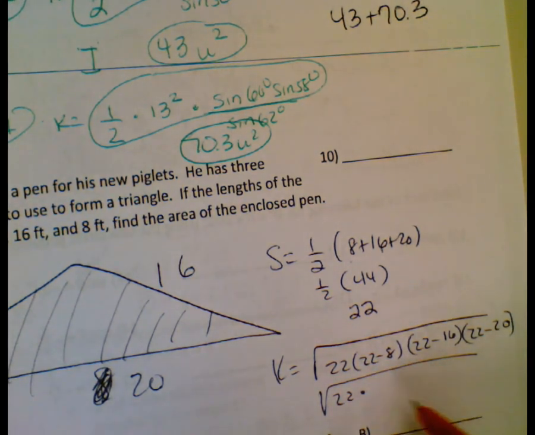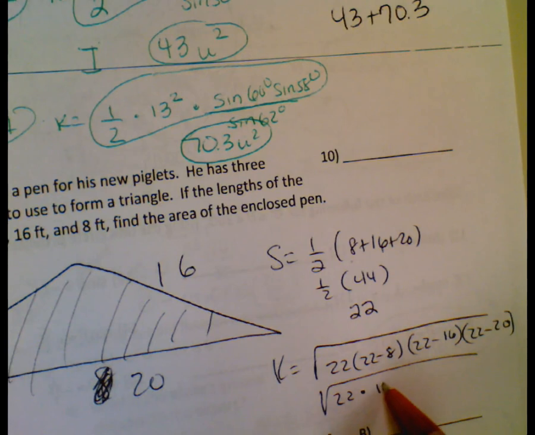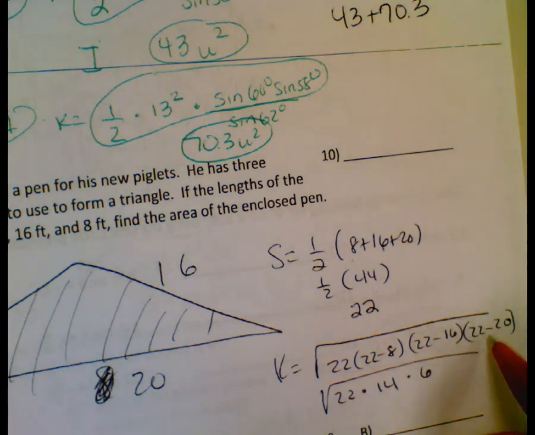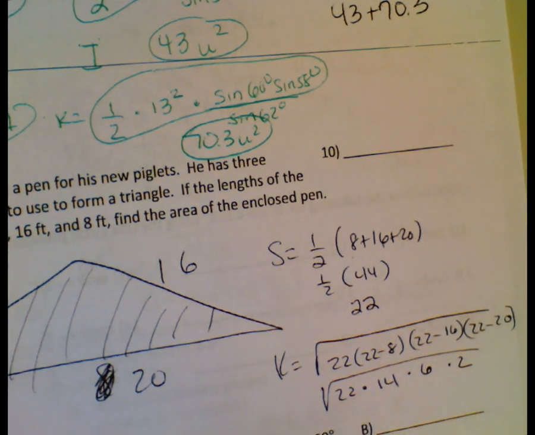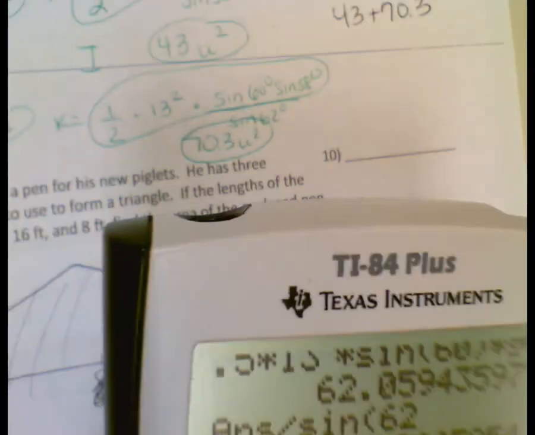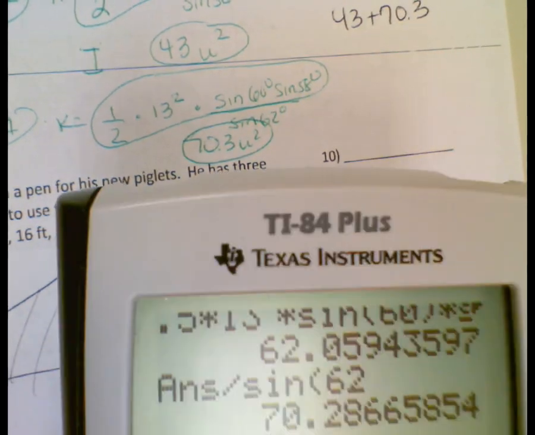Like 22 minus 18 is what? 4. 22 minus 16 is 6. 22 minus 20 is 2. And that's what I punch in the calculator. Square root of 22 times 4 times 6 times 2.